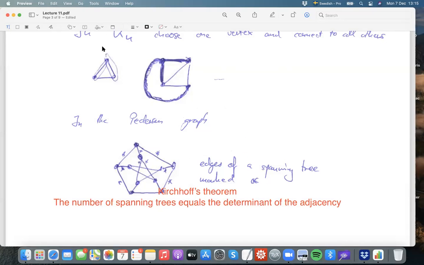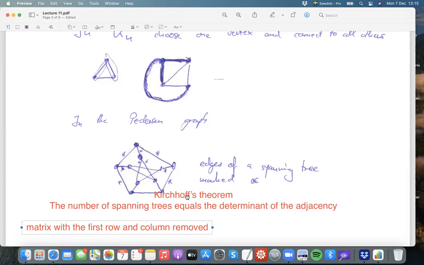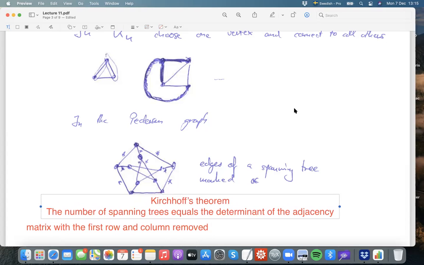Determinant of the adjacency matrix with, say, the first row and column removed. It's a very important result.